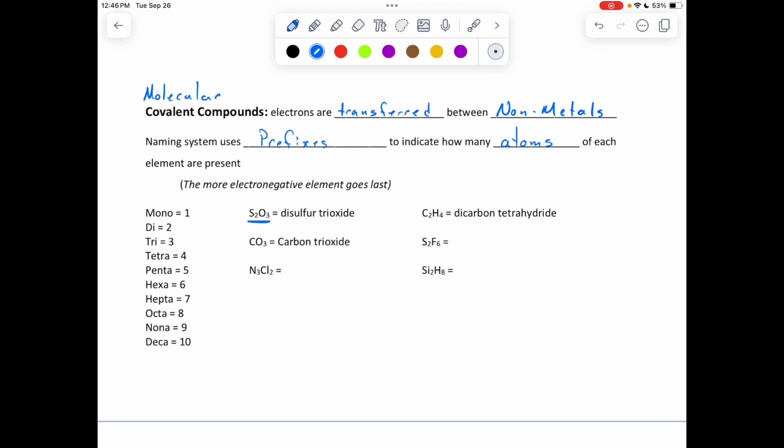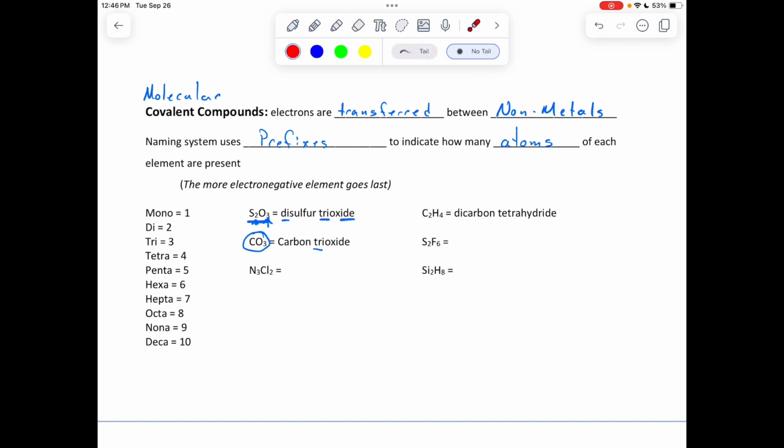So in the example here, we've got 2 sulfurs and 3 oxygens. And so our prefix system is disulfur trioxide. So we still keep that ide ending, but then we add the prefixes. Now, if we have mono on our first one, we drop it off. So our example next, CO3, instead of saying monocarbon, we just drop that off. We say carbon trioxide.